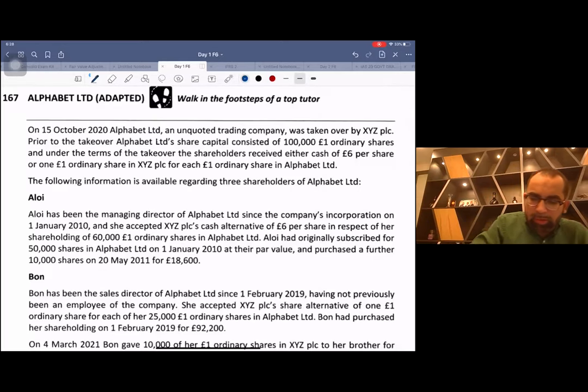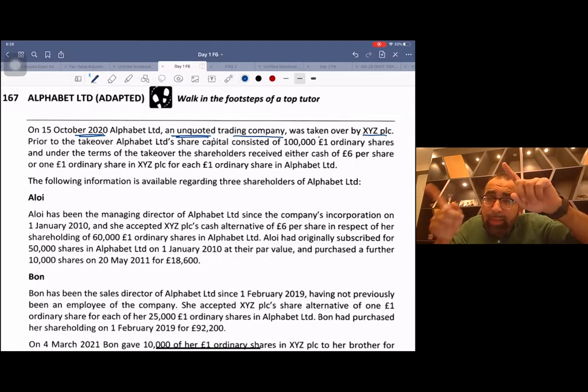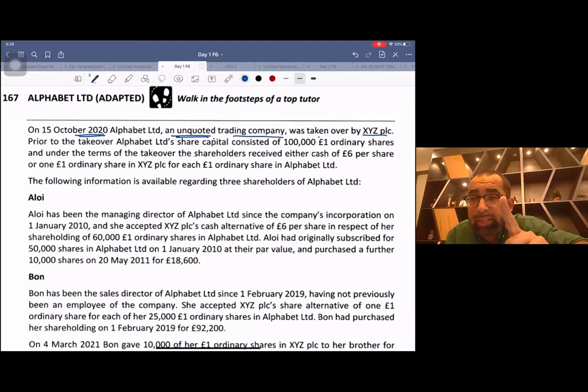Okay. Now, on 15th of October 2020, Alphabet Limited, an unquoted trading company, was taken over by XYZ PLC. Make a picture, sketch in your mind. Prior to the takeover, Alphabet Limited's share capital consisted of 100,000 ordinary shares. So the total number of shares issued by Alphabet Limited was only 100,000 shares, right?